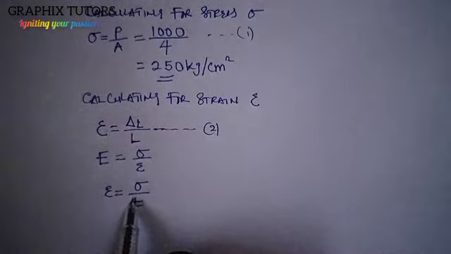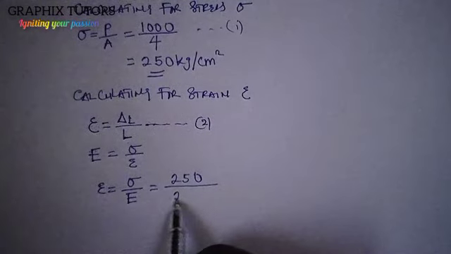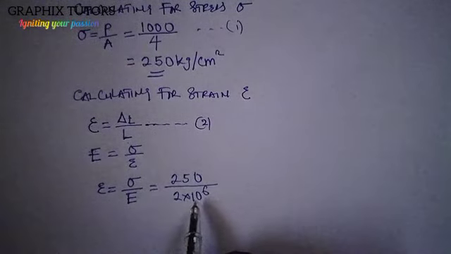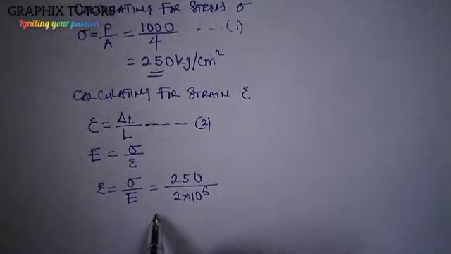Now, if you put your values, the stress here is given as 250, all over the Young modulus, which is given as 2 times 10 raised to power 6. If you do your calculation properly, the answer you are going to get will be 0.000125. Strain doesn't have units. It is dimensionless, right? So this is our answer for the strain.